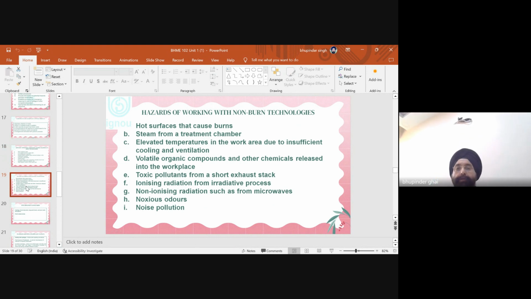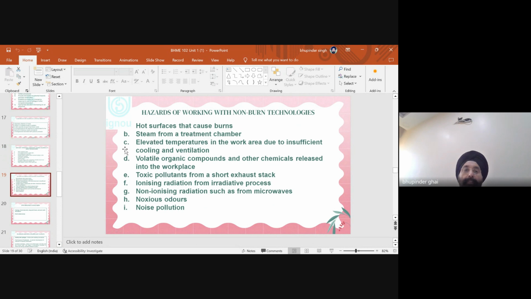Now, hazards of working with non-burn technology. First, we talked about the burn technology. Non-burn technologies are like microwaves and autoclaves. In autoclaves, burning does not take place, but there is production of steam by which the materials are sterilized. So here also the surface will be hot.